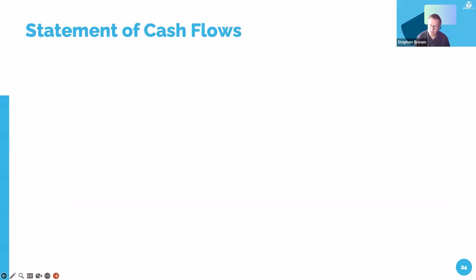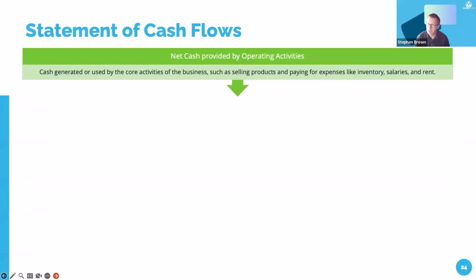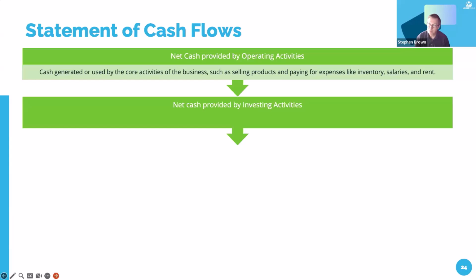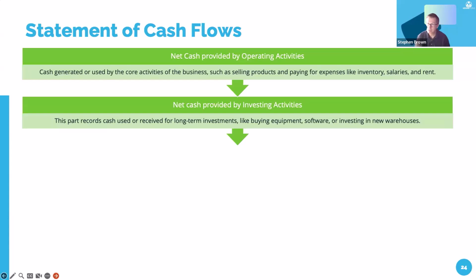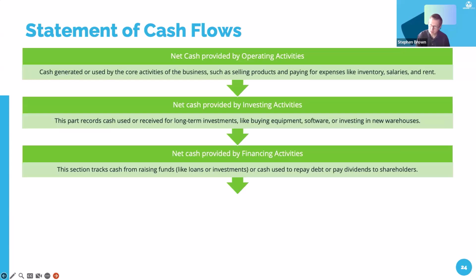The statement of cash flows is this weird creature. Essentially, it's going to show you the net cash provided by operating activities. So this is the cash generated or used by the core activities of the business, such as selling products or paying for inventory, salaries, rent, and all that stuff. Then you have cash provided by investing activities. This could be cash used for long-term investments, or received from long-term investments. And then you have financing activities. This is usually your debt, or paying back of debt.